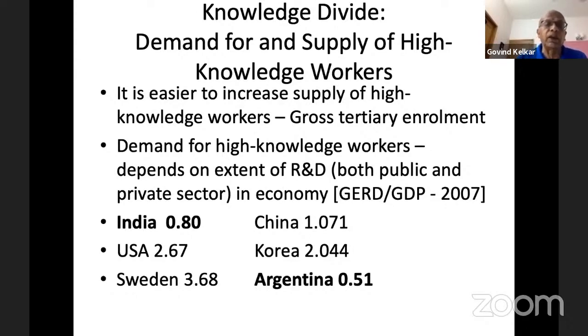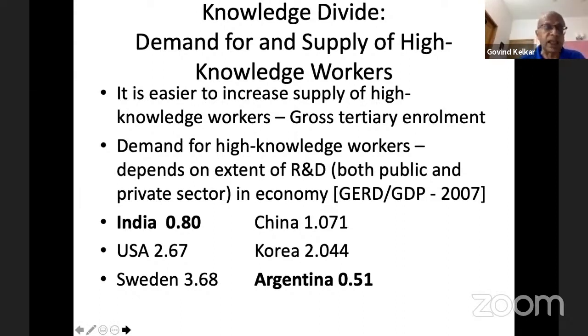So what does the demand for high knowledge workers depend on? It depends on the extent of R&D within the country, both in the private and the public sector. Look at the figures below you at the bottom. India spends only 0.8% of its GDP on R&D. China already, it was 1.07%. It would be higher now. It is closer now to 2%. USA is 2.6% of a very large GDP. And look at Korea, it's 2.0%. So Korea is the one country you will see over here. Sweden is even higher and Argentina is even lower than India. The two are clearly in what is known as the middle income trap, where the demand for knowledge workers is just not keeping up, it's just not as high as the supply of knowledge workers.